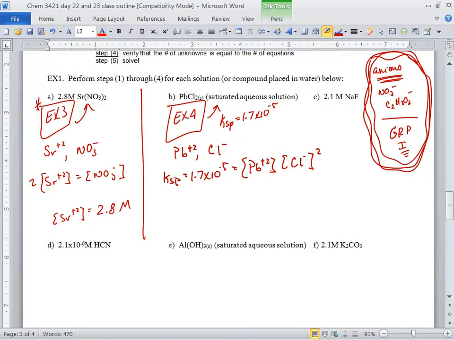You said ammonia last time. Oh, yeah, ammonium. Thank you. I forgot about that one. NH4 plus. Thank you.